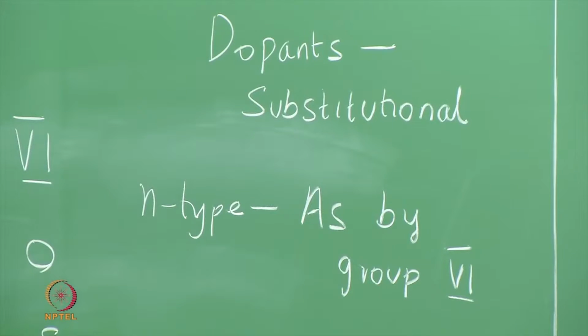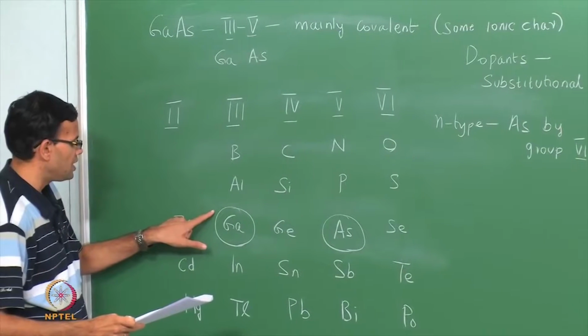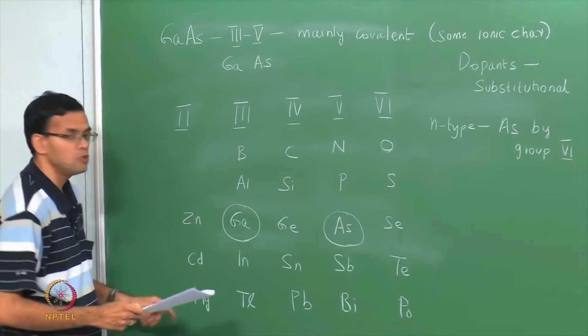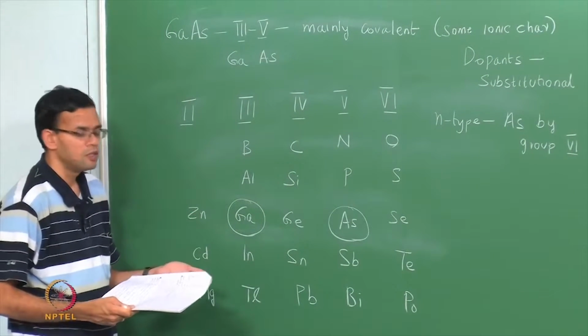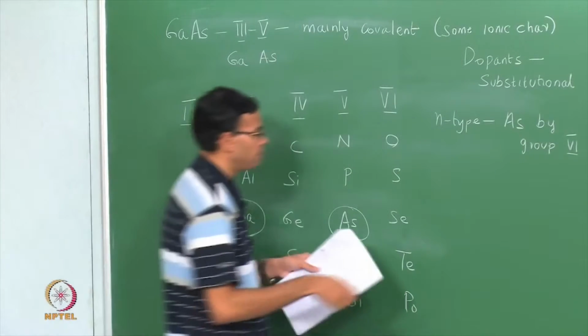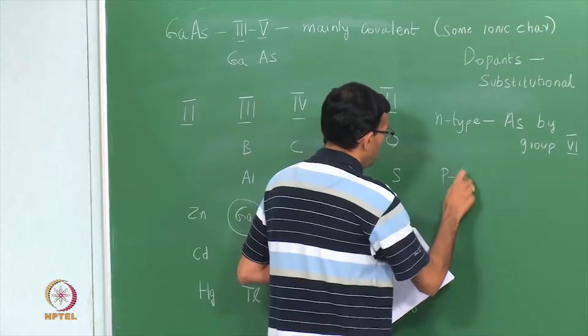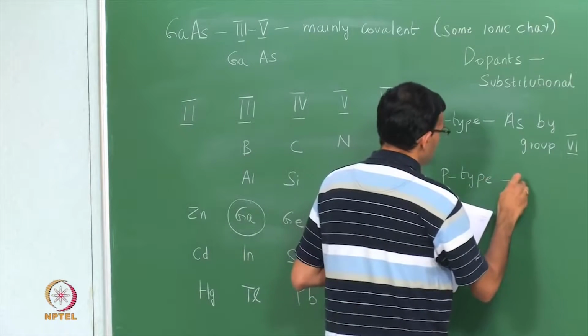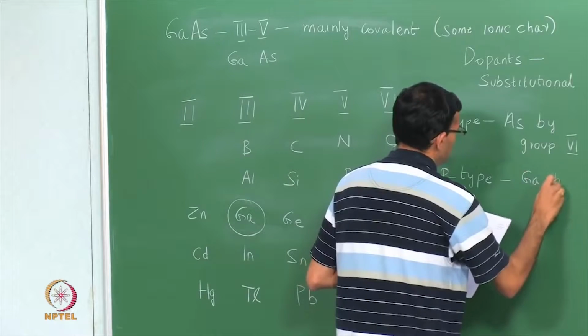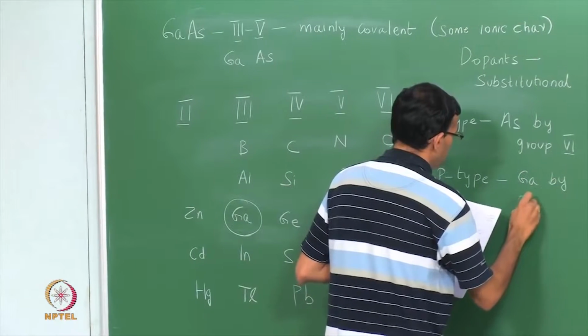We can use the same argument if you want to make a p-type semiconductor. We replace gallium by any of the group 2s, which has one less electron, or you have one hole. So, that will make it p-type. If you want to make something p-type, you can replace gallium by group 2.